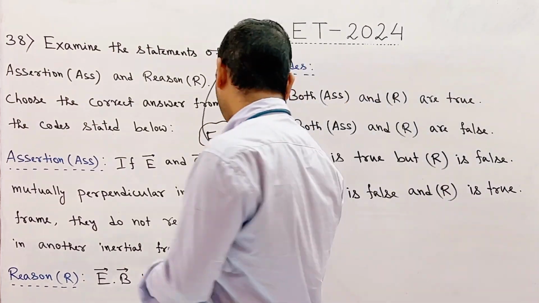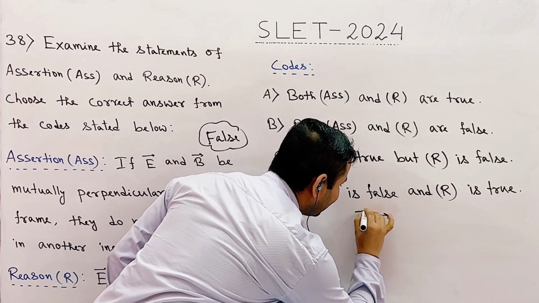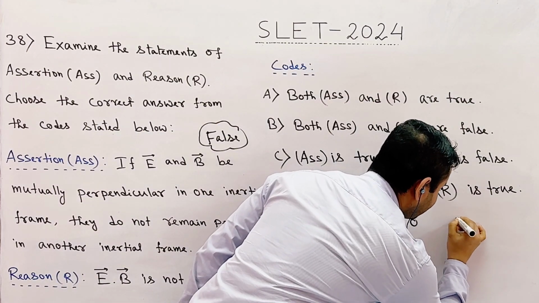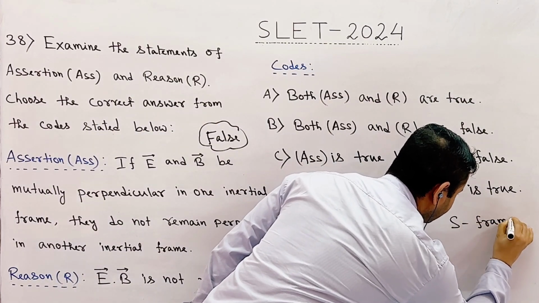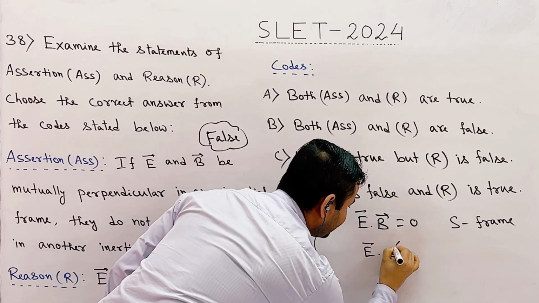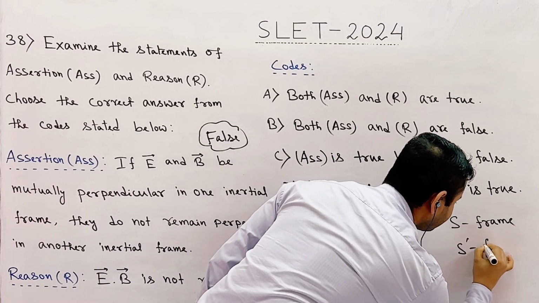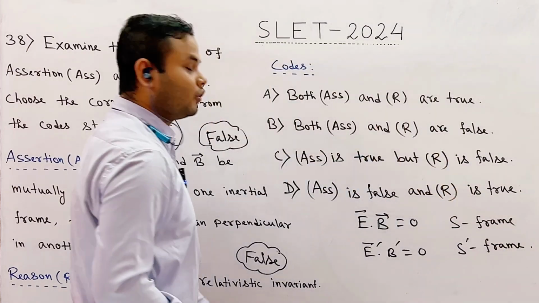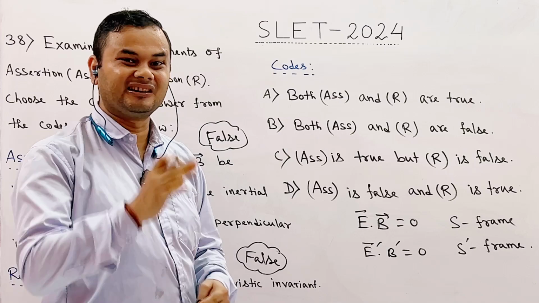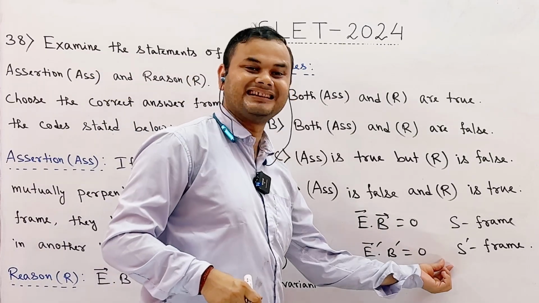Now let me write this point. Suppose the scalar product of electric and magnetic fields is 0 in one inertial frame. Suppose that frame is S frame. Then the scalar product of electric and magnetic field will also be 0 in another inertial frame, suppose in S prime frame. So from this relation, we have seen that if electric and magnetic fields are mutually perpendicular in one inertial frame, then they remain perpendicular in another inertial frame.